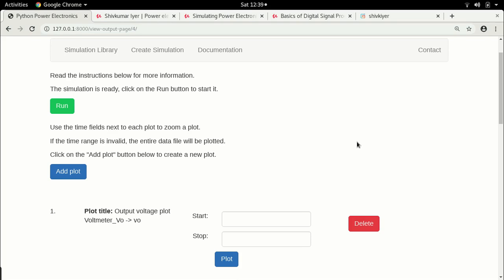So in this lecture we're going to continue the analysis, and this time I'm going to look at the decoupling capacitor voltage and compare it with the current waveforms.